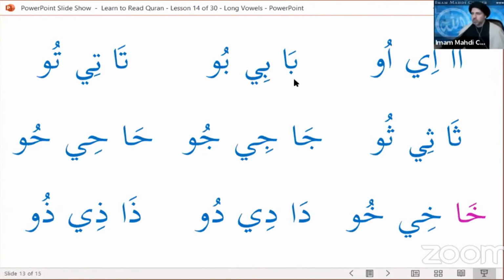Let's read them together. Ba, bi, bu. Ta, ti, tu. Tha, thi, thu. Ja, ji, ju. Ha, hi, hu. And remember, we have to read the kha differently when it has the long alif vowel sound. Kha, khi, khu. Da, di, du.